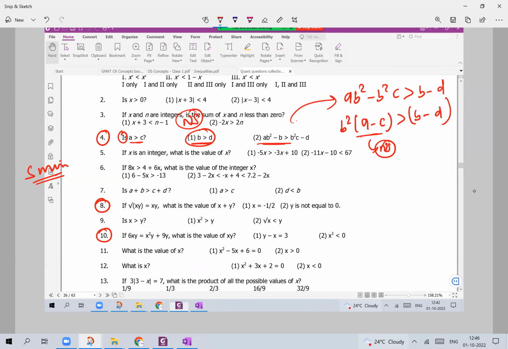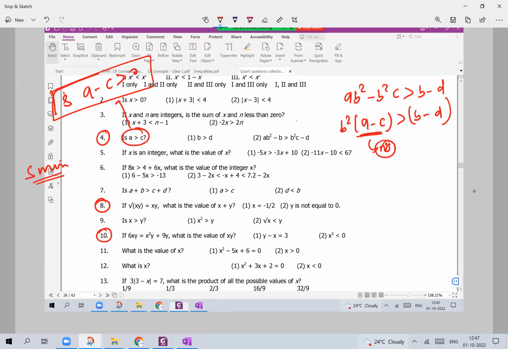But now look into statement 1 and look into the question also. It says here A minus C. Can I say my question is asking: is A minus C greater than 0? I can change the question now, because I see that I'm getting a term A minus C. What is statement 1 trying to say? That B minus D is greater than 0.